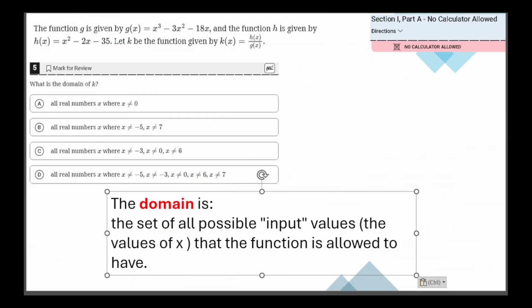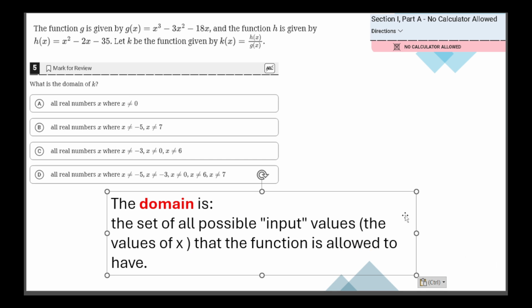Before that, let us define what the domain is. The domain is the set of all possible input values, the values of x, that the function is allowed to have.